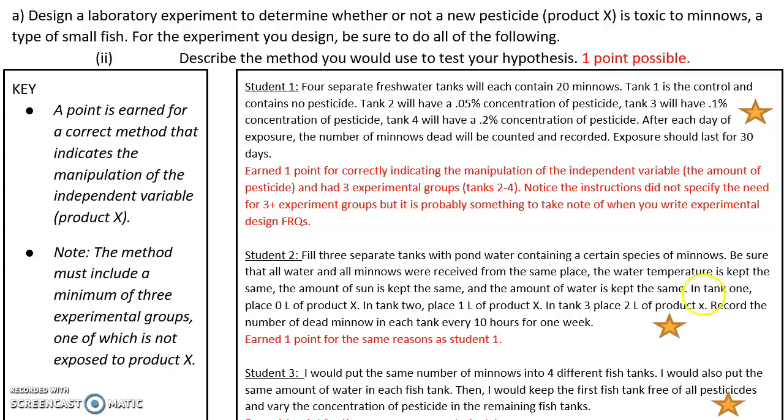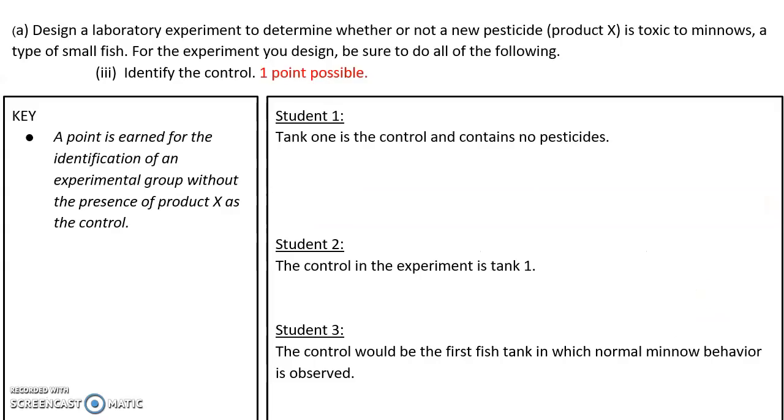All right, 3, identify the control. You get a point if you tell me the control. Student 1 says tank 1 is the control and contains no pesticides. Student 2 says the control of the experiment is tank 1, and student 3 says the control would be the first fish tank in which normal minnow behavior is observed. So go ahead, pause the video, and determine who got the points.